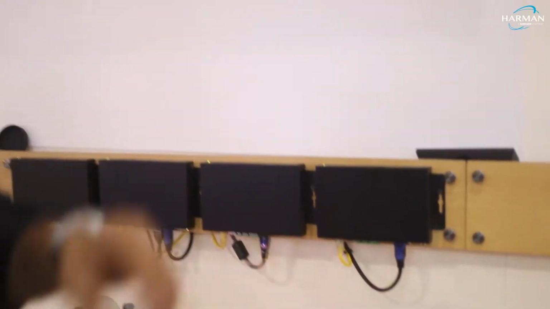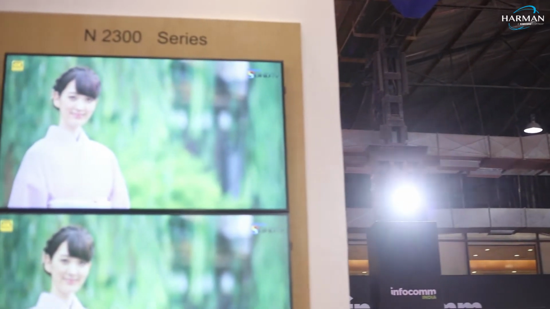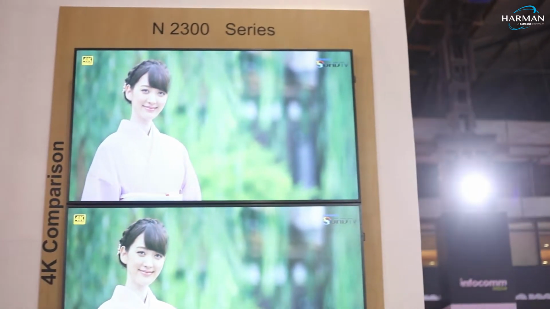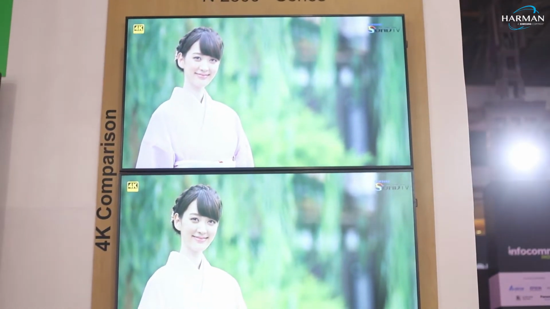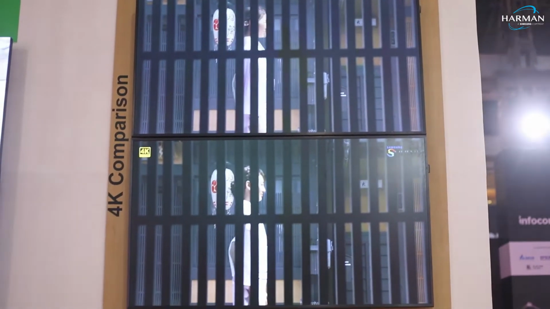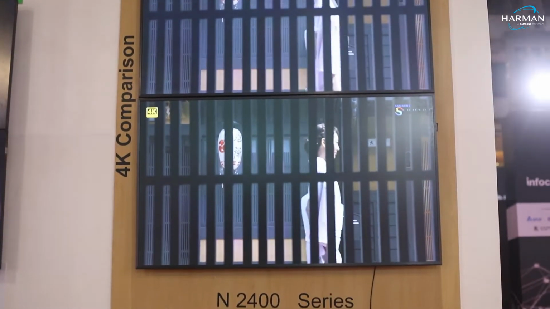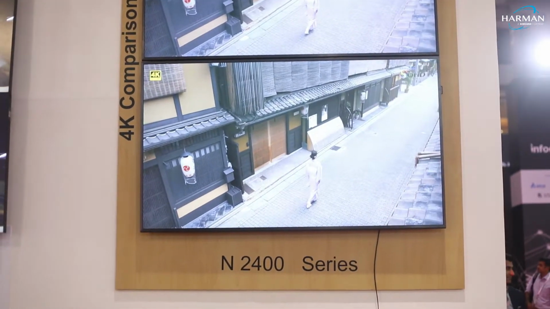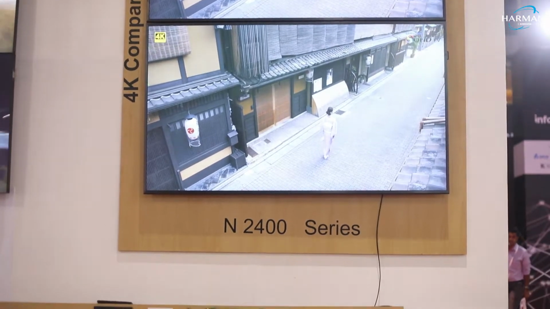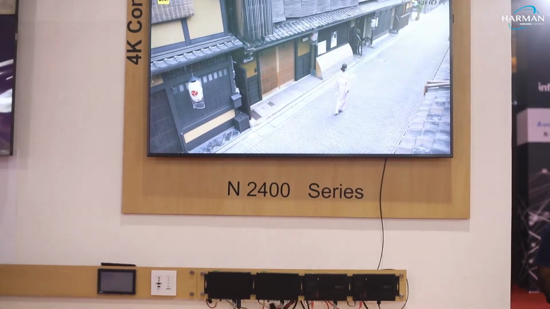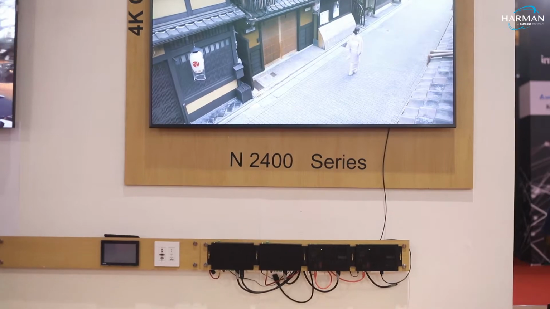On the other side of this section, we have our newer 4K devices. Up and down, we've got the N2300, which does 4K 30 at 420, and it does 422 at HD. The N2400 series is our newest, most advanced product range out there. This one does 4K 60 444 with just 17 milliseconds of latency from encoder to decoder.